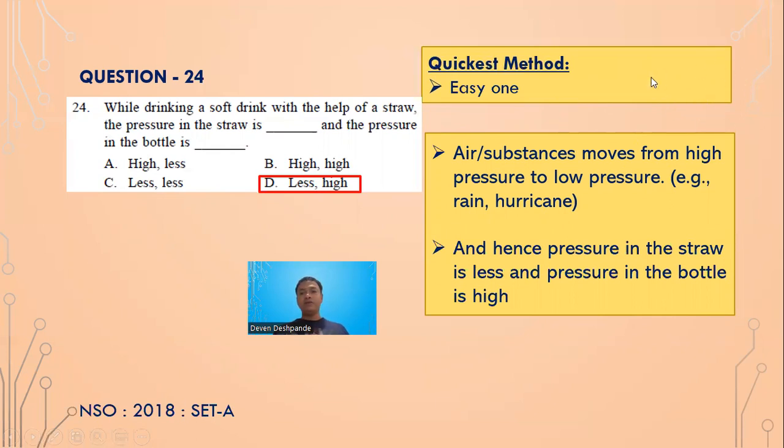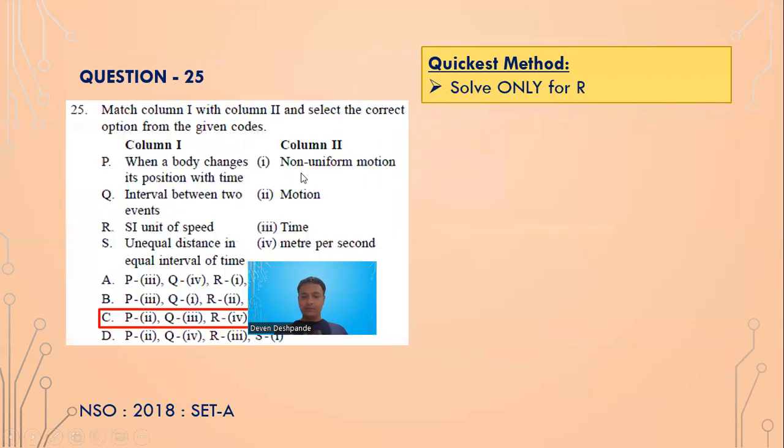So normally in the weather, you will see that it is raining heavily because of the low pressure regions in it. So here in the straw as well, when you are sucking, you are basically reducing the pressure there. You are reducing the pressure. So the pressure in the straw is less and the pressure in the bottle is more. That's why the liquid goes into your mouth.